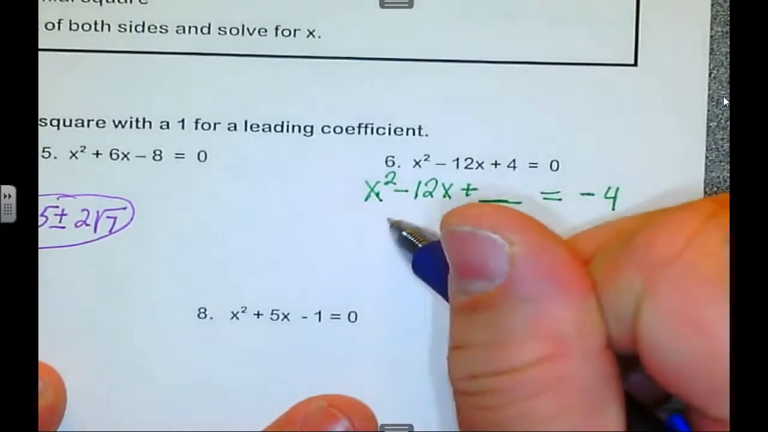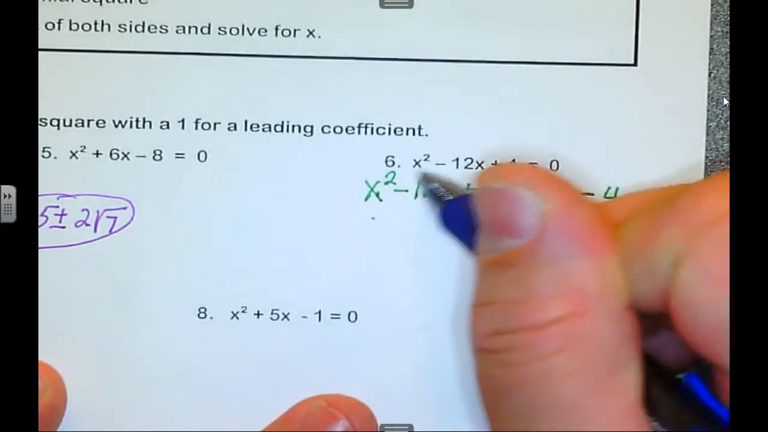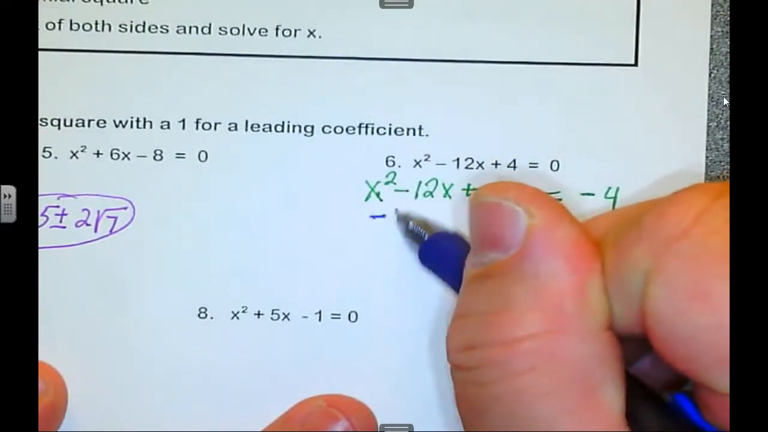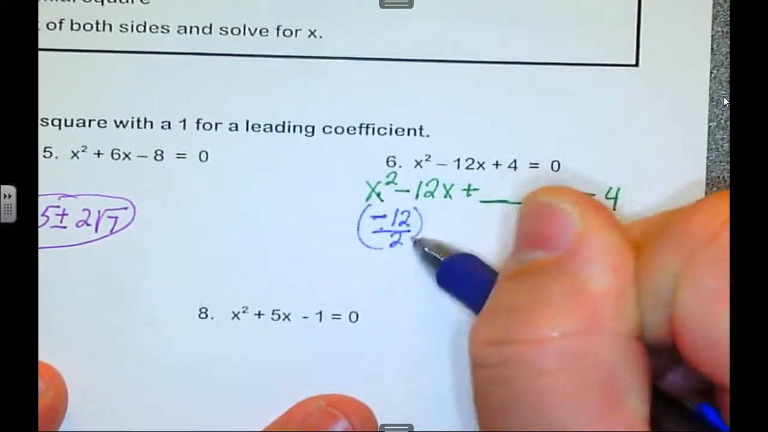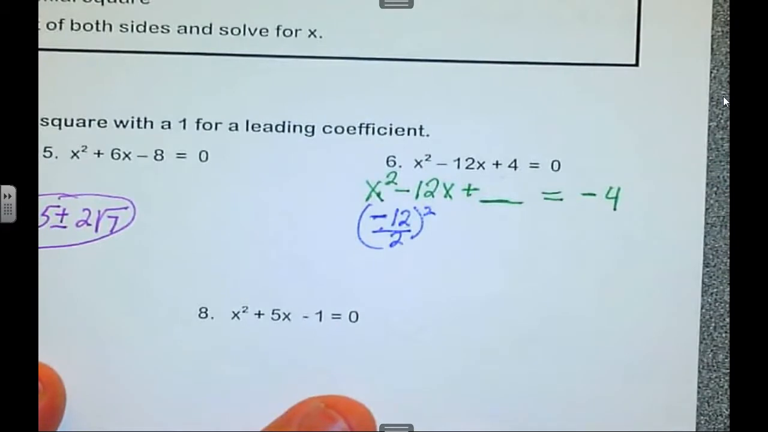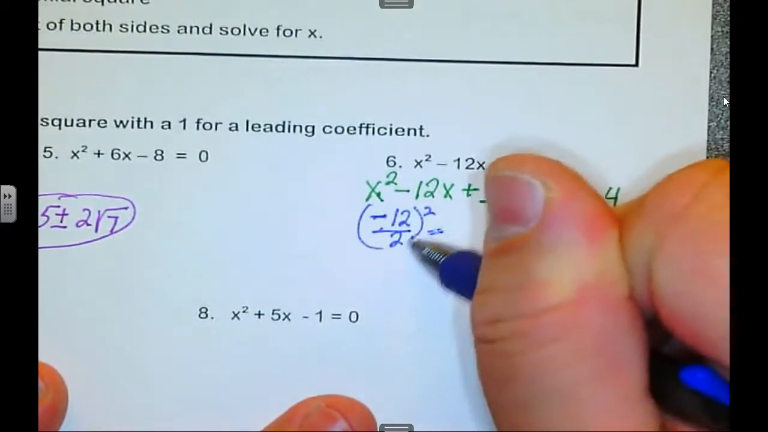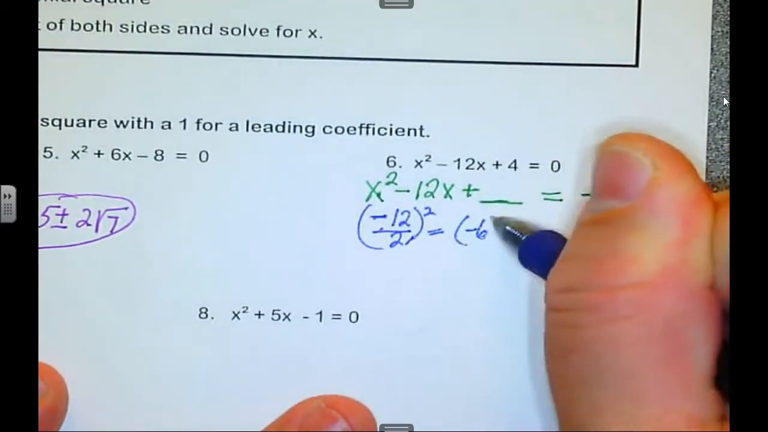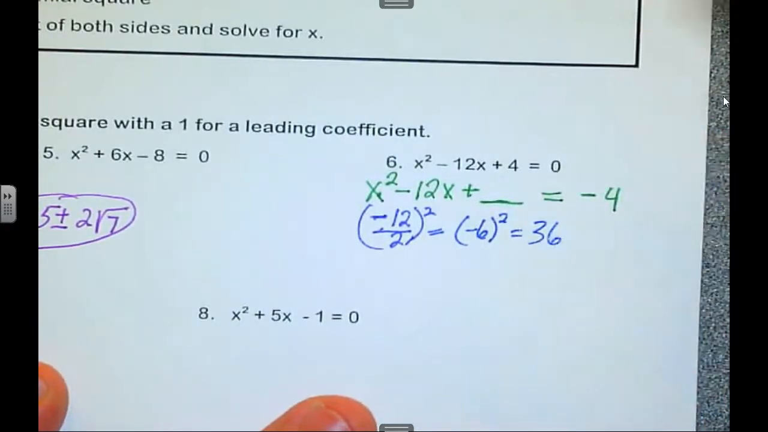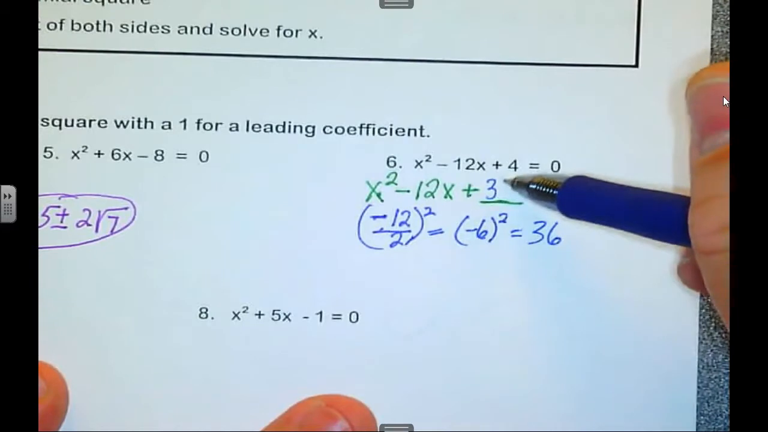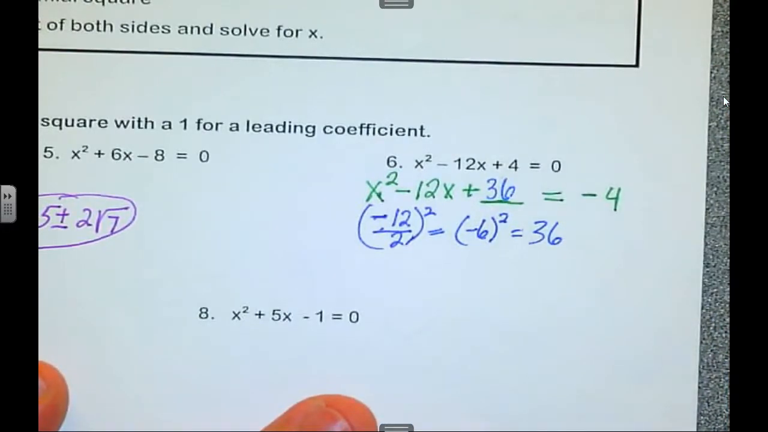Okay, now my b is negative 12. I'm going to take half of negative 12 and square it. That gives me negative 6 squared, which is 36. So I'm going to add 36 to both sides. Oops, I forgot my blank over here.